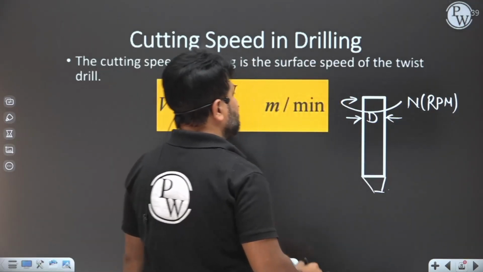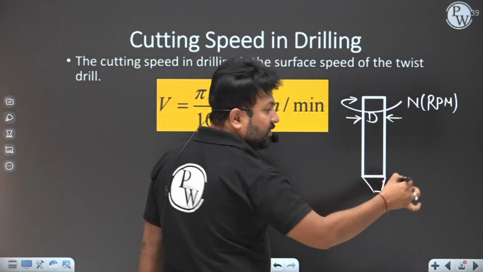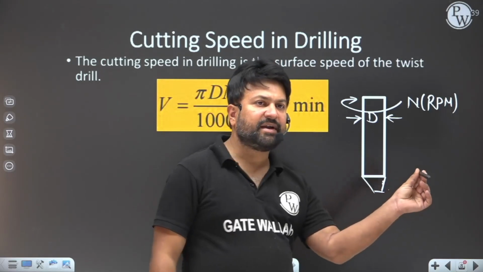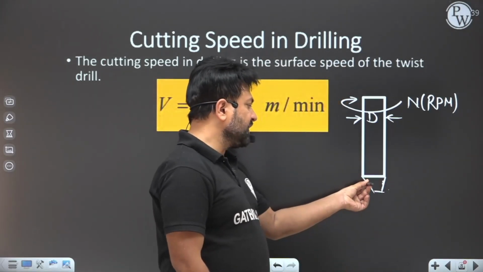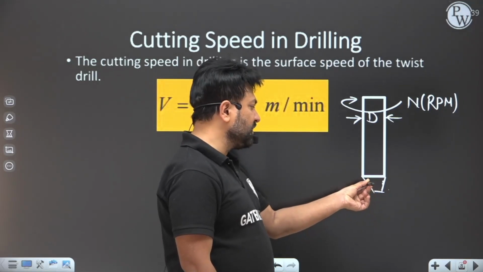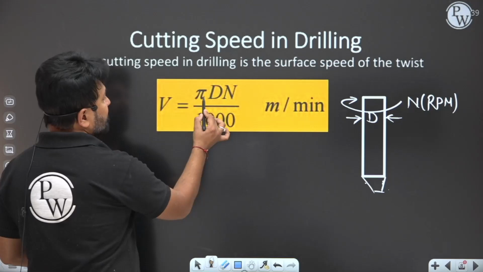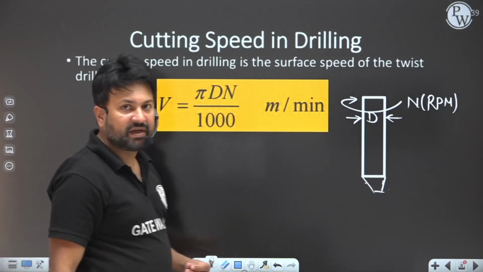Now if it is rotating, then what will be the cutting velocity? Cutting velocity is perpendicular to the cutting edge. From this cutting edge, the cutting velocity is perpendicular, acting into the board. So what will be the cutting velocity? Cutting velocity is pi d n by 1000 meters per minute.